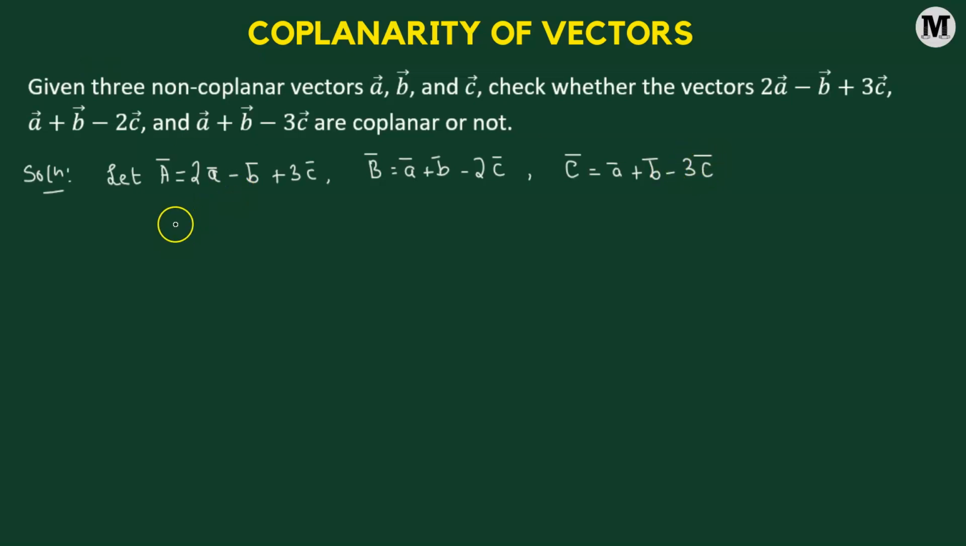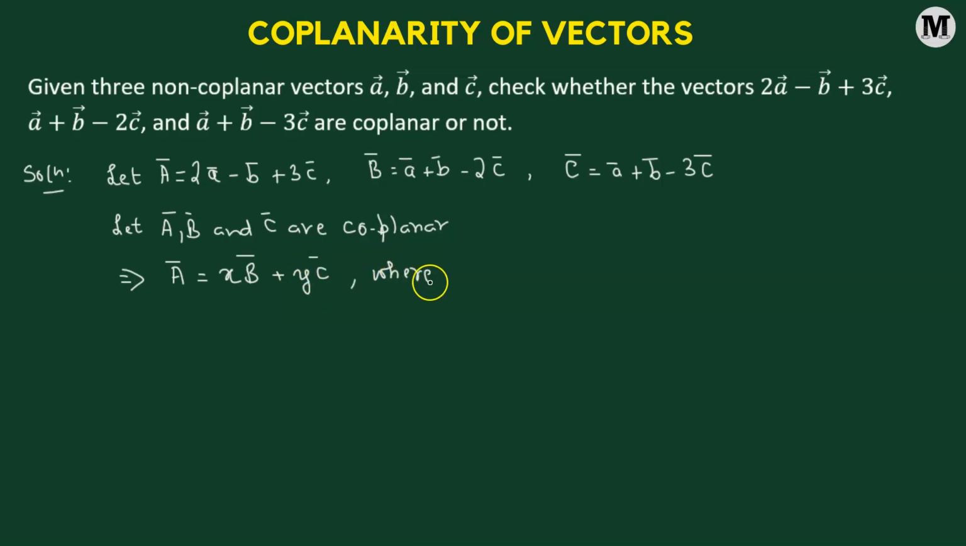Fine. Now we are going to make an assumption that these three vectors A, B and C are coplanar. Although we need to check whether they are coplanar or not, we'll begin with the assumption that they are. If they are coplanar, then any one of the vectors, let's say we pick up the vector A, can be expressed as a linear combination of the other two vectors: x times B vector added to y times C vector. Here x and y are some real valued scalars. We don't have to worry about their values as of now.